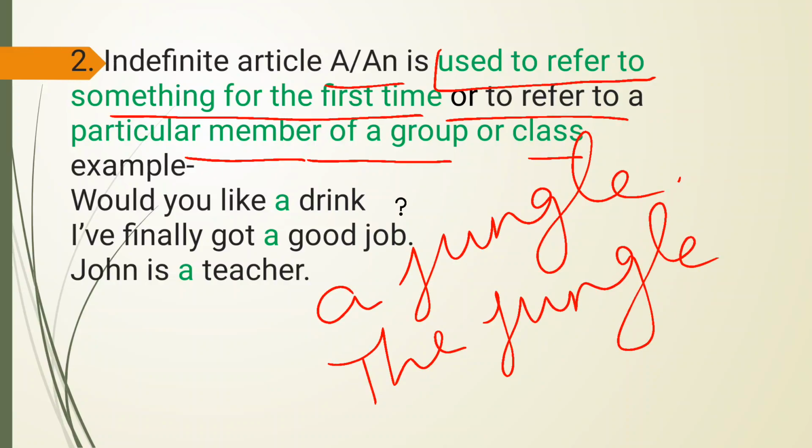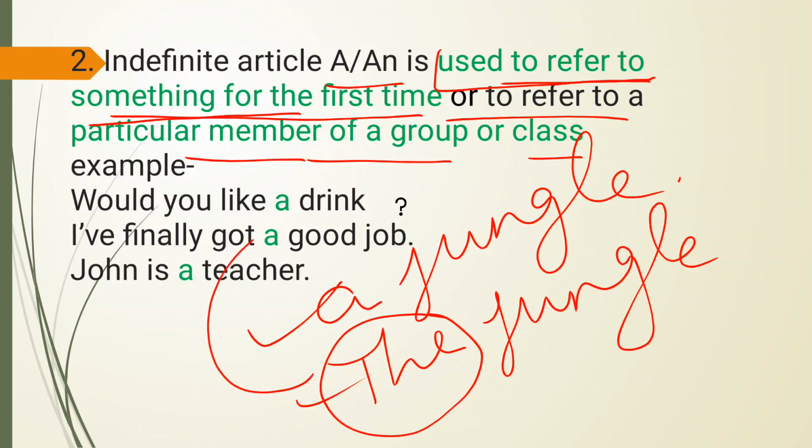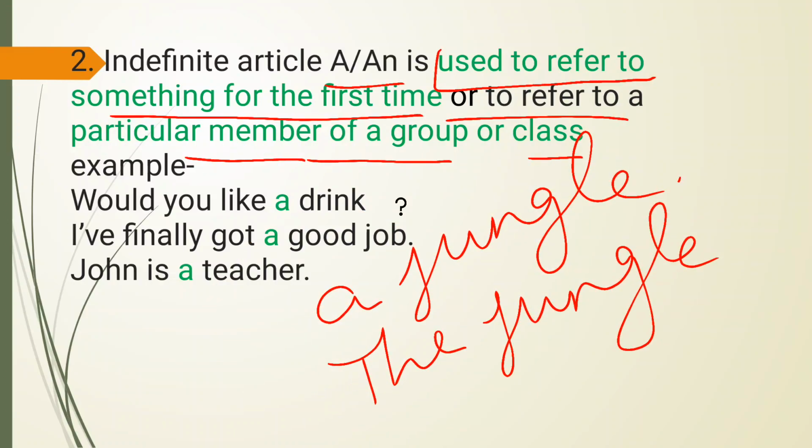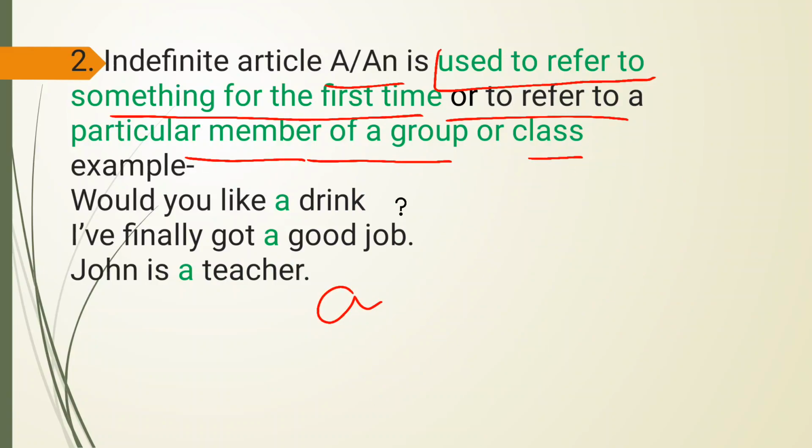Now, in the first sentence, I used a jungle because here I am referring to jungle for the first time. But in the second sentence, I am talking about the jungle which I referred to in the first sentence, and that is why I am using the in the second sentence. So, here we will be able to understand it with these examples.